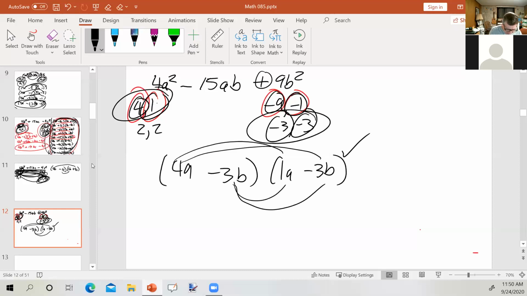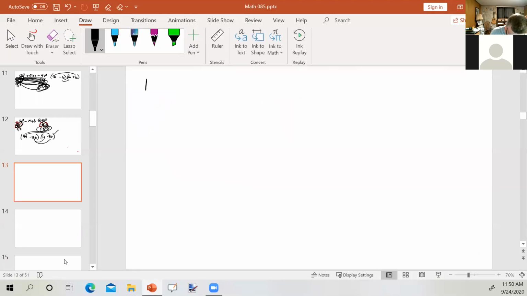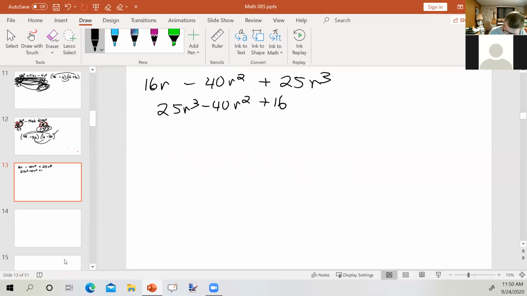Let's take a look at another one. 16r minus 40r squared plus 25r cubed. This trinomial is not in standard form, so let's put it there. And there is also a greatest common factor of an r. So we're going to get r times 25r squared minus 40r plus 16.